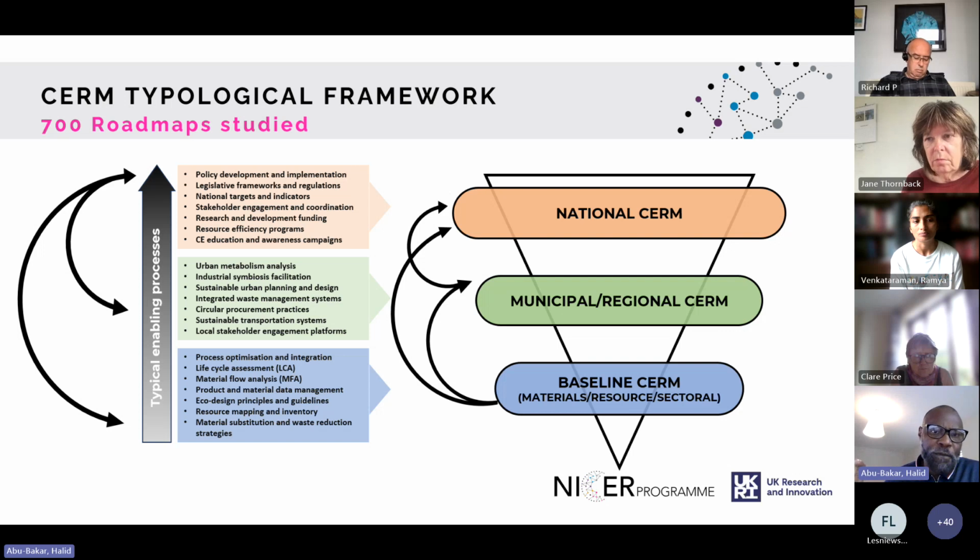The typological framework is essentially a hierarchical model that classifies circular economy roadmapping into three major levels. There's the national level sitting at the top, then the regional or municipal level, and then the baseline level, which is applied to materials, resources, and sectors. Then there are some typical enabling processes. These are not exhaustive, and we can't just confine them to each of those levels; sometimes there are overlaps between them. But these are the main typical processes that I have identified as peculiar to these different levels of roadmapping.